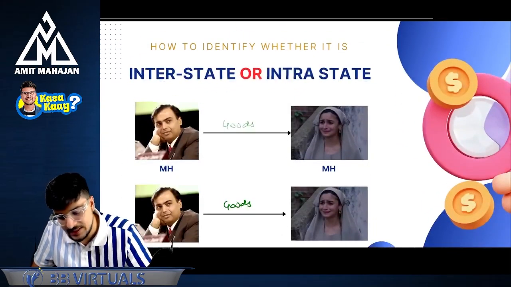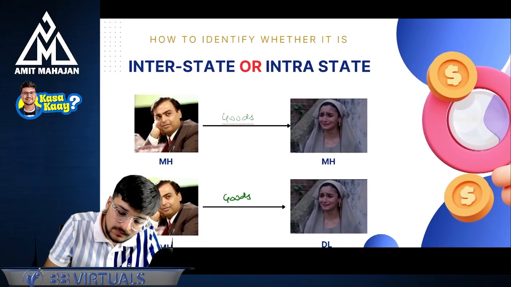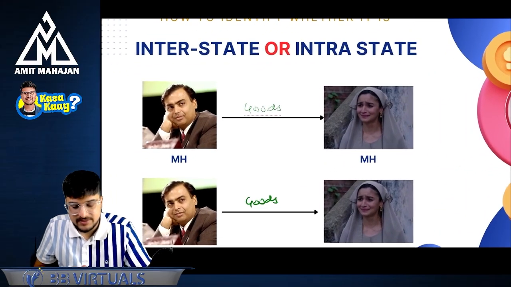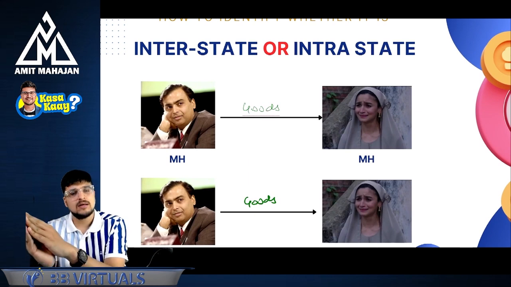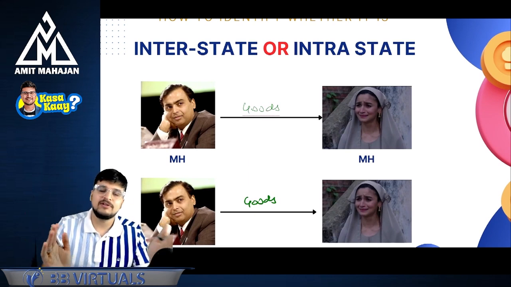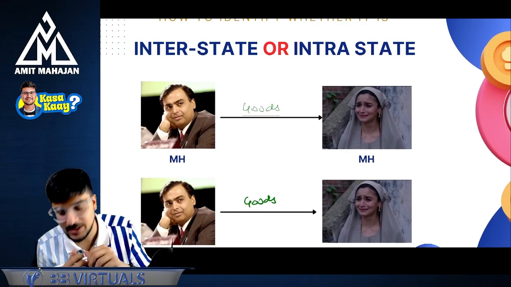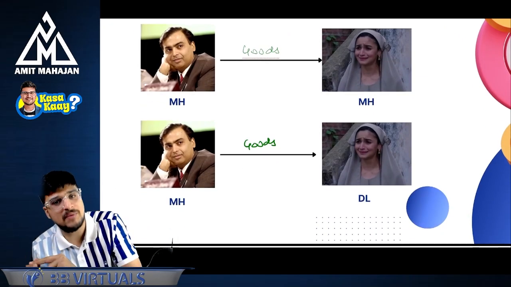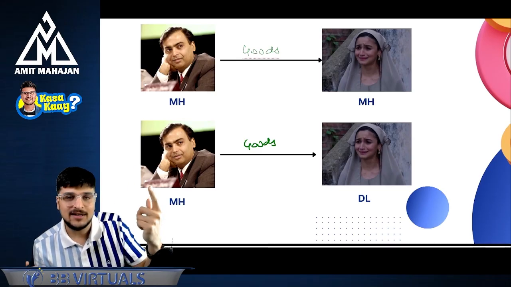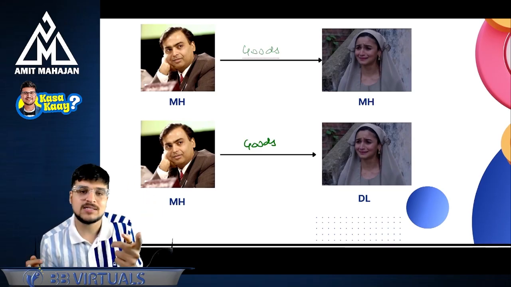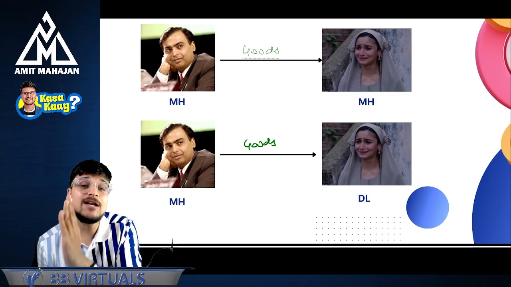Okay, let's understand. You tell me one thing. There is a supplier of Maharashtra, recipient of Maharashtra. Whether this is intrastate or interstate? Of course, this is intrastate. Correct. If the supplier is of Maharashtra and the recipient is of Delhi, is it intrastate or interstate? Of course, this is interstate.